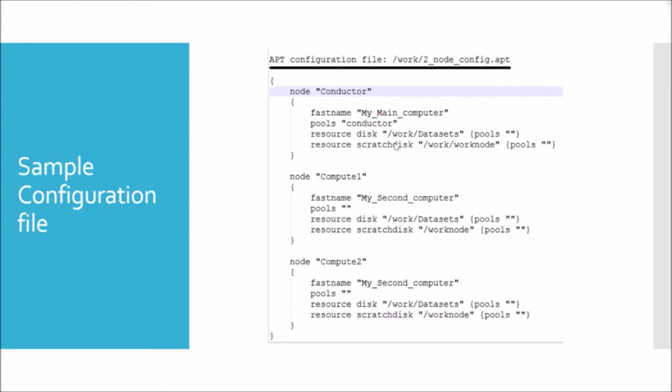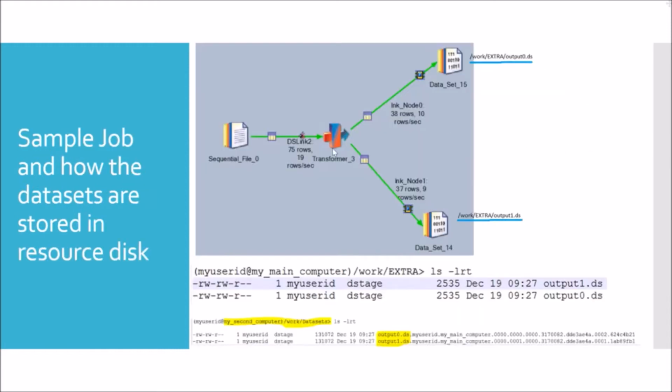Okay, and I am using work datasets, pools is default pools, and for scratch disk work node, so all the temporary work nodes and any permanent files which we are creating, that is dataset files, will be stored in work datasets. In the job, I am using a two node configuration file, as in the previous slide. Yes, I'm creating two datasets over here. One dataset is work extra output and another one is work extra output 1.ds.